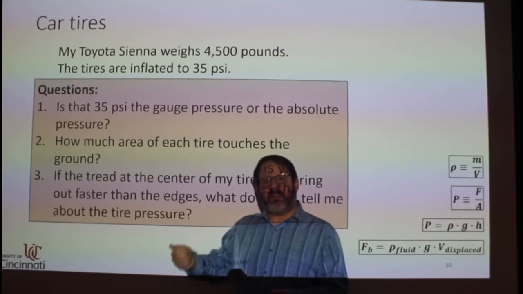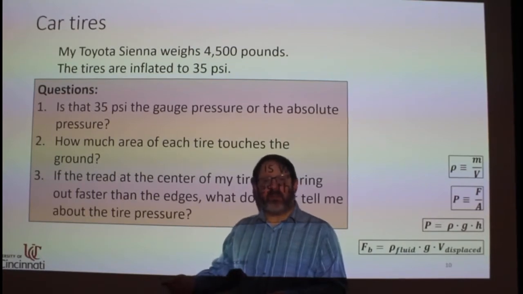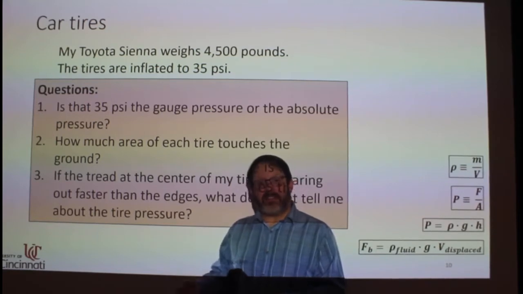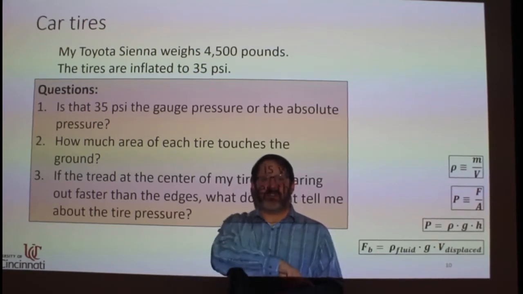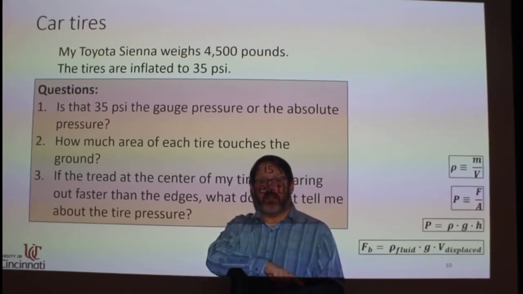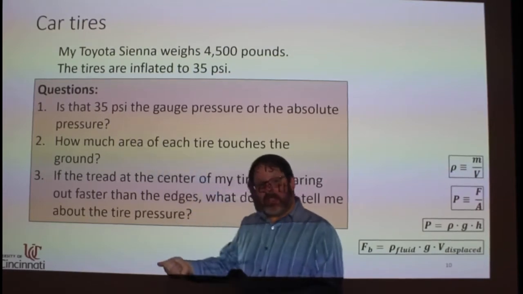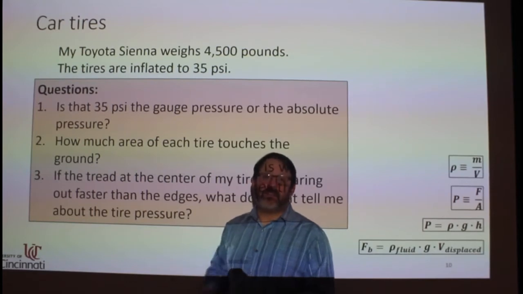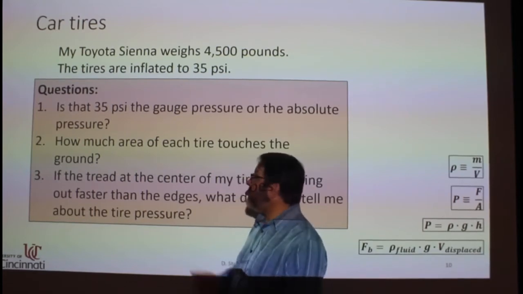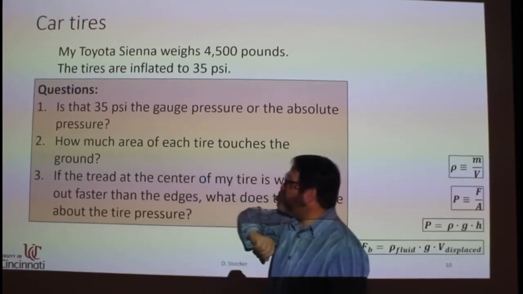So when you put a tire gauge on the tire to see what the pressure is inside, it will read 0 if the pressure inside the tire is actually the same as the pressure outside, atmospheric pressure. So this 35 psi is measured by a gauge that we put on the tire. It's measuring the gauge pressure. So 35 psi is the gauge pressure.